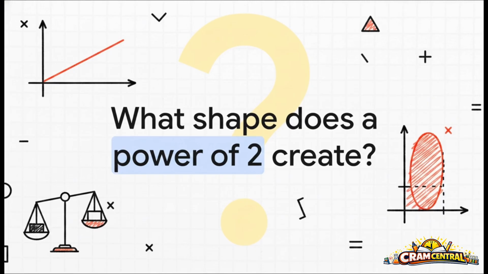But before we wrap up this explainer, I want to leave you with a little thought experiment. If an exponent of 1 makes a straight line, what kind of shape do you think an equation with a power of 2 creates? Think about it, and let that spark your curiosity for your next math adventure.